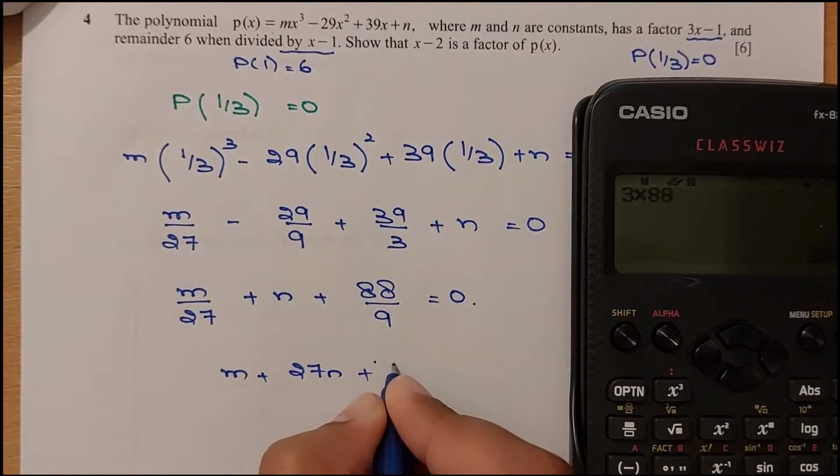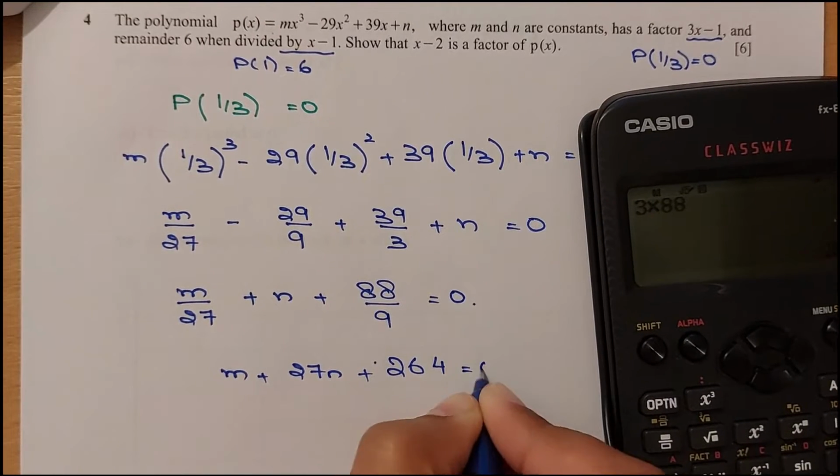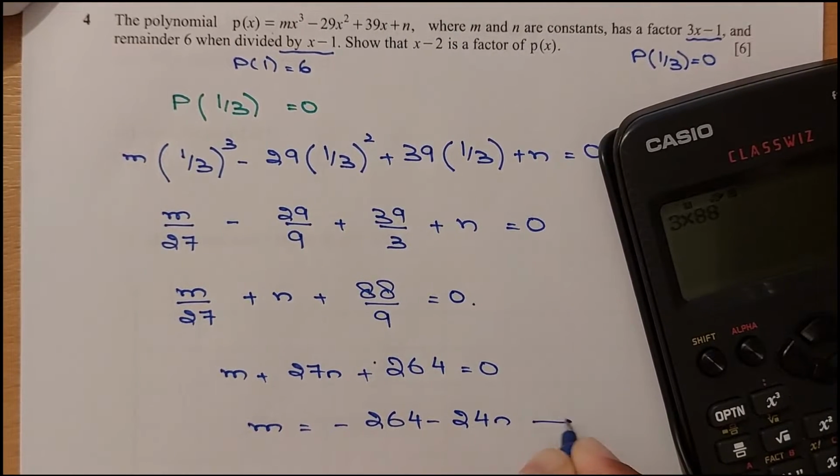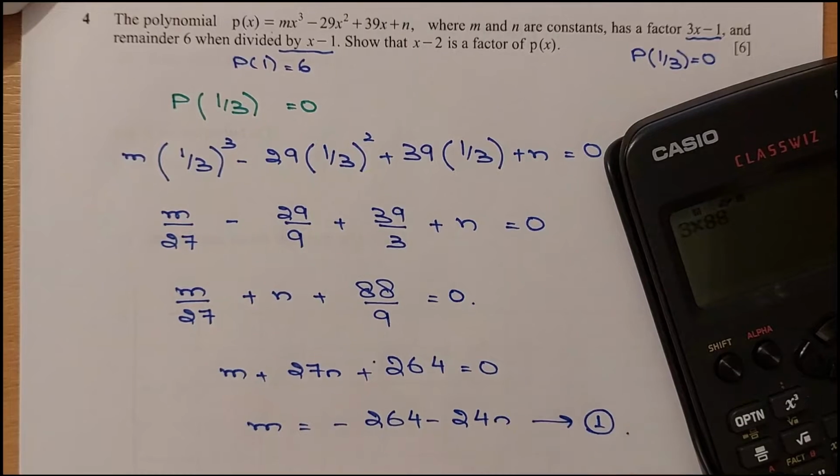So plus 264 equals 0, or we can say that m is equal to minus 264 minus 27n. This is my first equation. I got the value for m here.